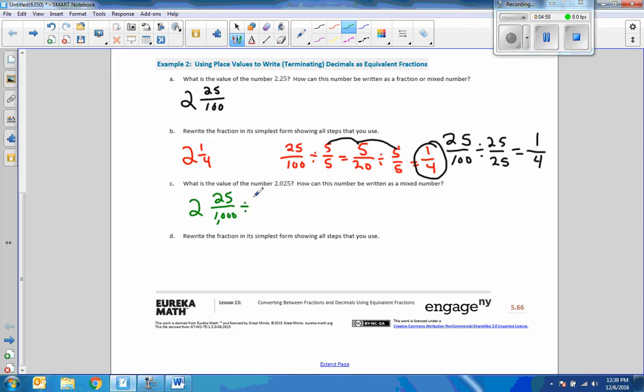So I'm going to divide the top and bottom by 25, and I'm going to bring this 2 over. 25 divided by 25 is 1, and 1,000 divided by 25 is 40. So it's 2 and 1/40.